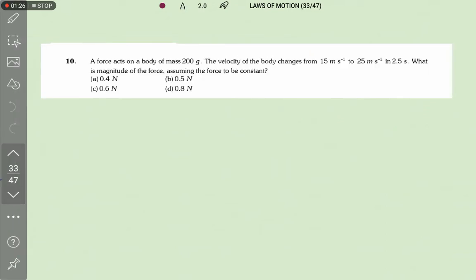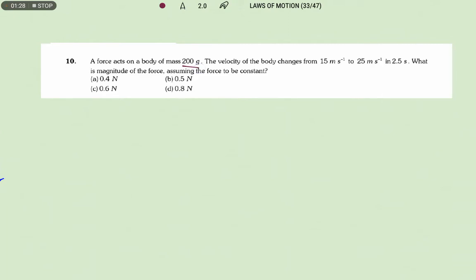And next one. A force acts on a body of 200 gram. Velocity changes from 15 meter per second to 25 meter per second in 2.5 seconds. What is the magnitude of force, assuming the force to be constant? So same, we know that F equals ma. There is no information about a, that's why the change in velocity, u, v and the time is given. If u, v, time is known, we can write acceleration as v minus u by t. Let us find out acceleration first.